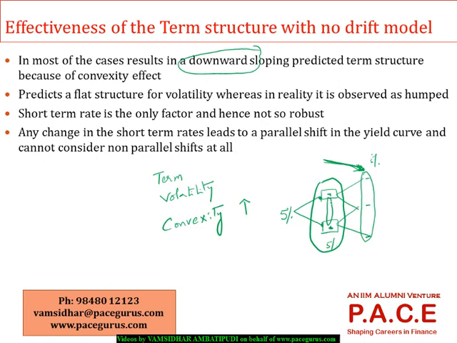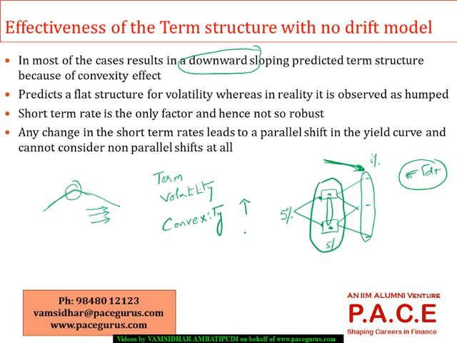As far as volatility is concerned, it is treating a flat volatility structure, because at every period the fluctuation is to the extent of sigma root t or sigma root dt. Whereas in reality it is observed that volatility is humped: as the security moves towards maturity the volatility is much lesser, but somewhere in the middle the volatility is much higher. This model will generate a more and more flat volatility structure.